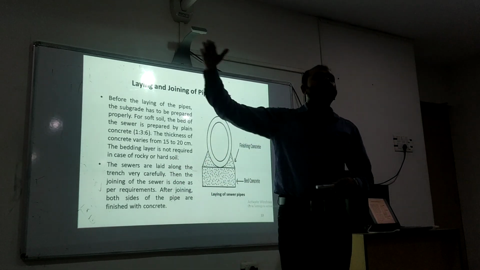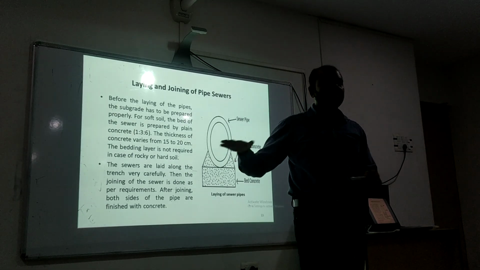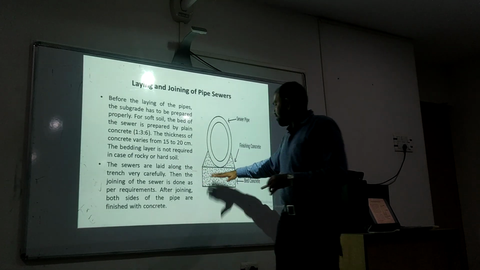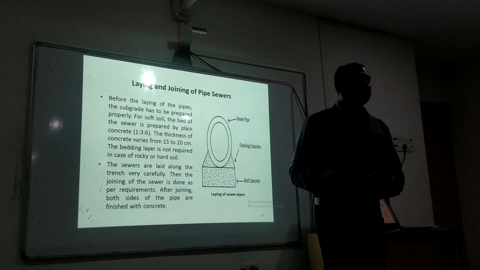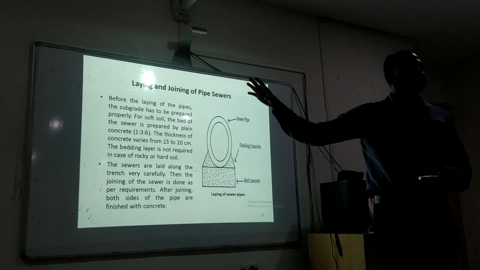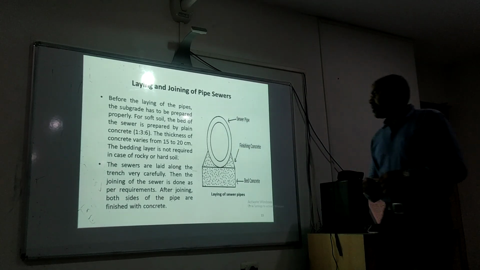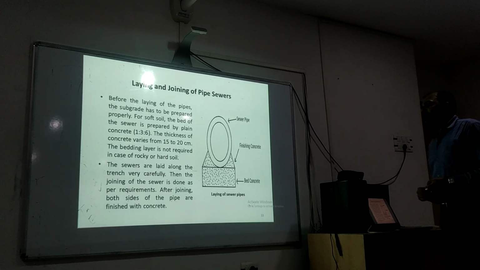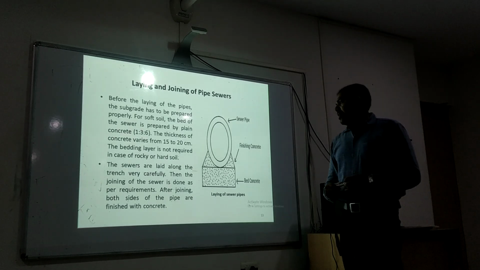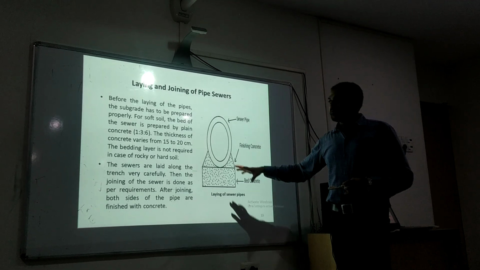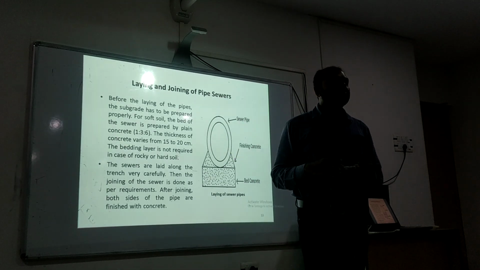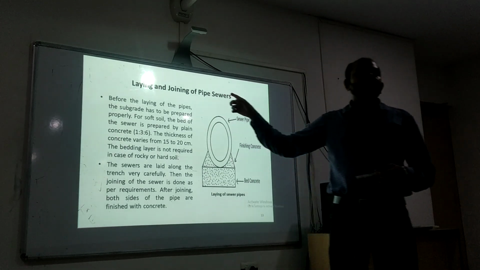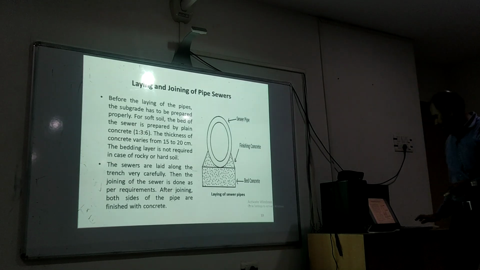If there is a rocky strata, पहले से पत्थर वाला टाइप का, if the subsoil is there, then the sewer pipe may be laid directly. Otherwise, there has to be a proper preparation of the bed. The sewers are laid along the trench very carefully, and then the joining of the sewer pipe is done. So the sewer pipes are laid down one after another, and the proper joining is done, and after that testing of the leakages will be done.